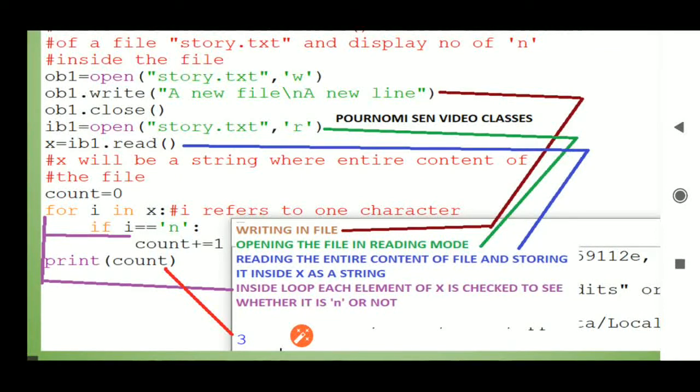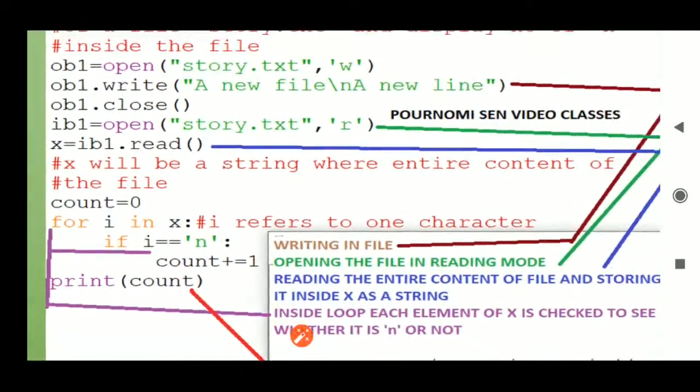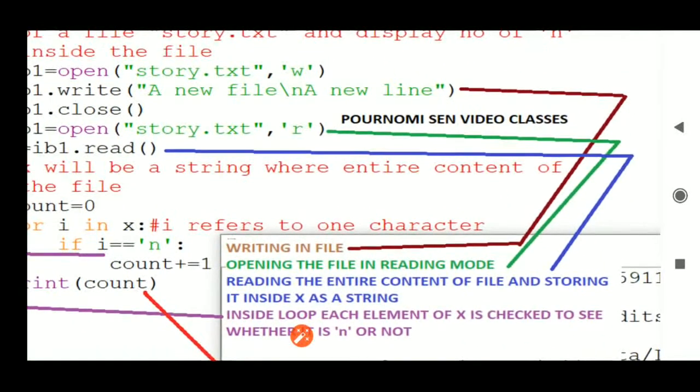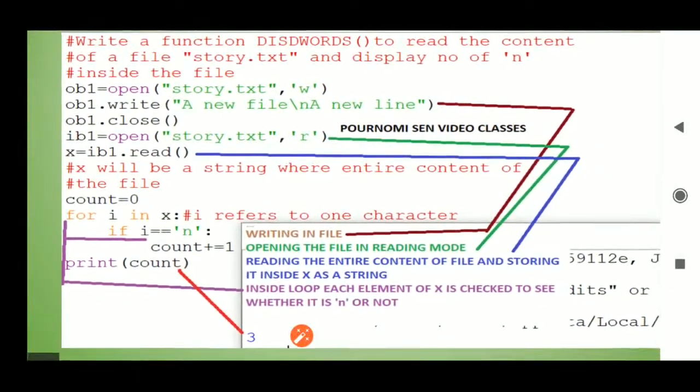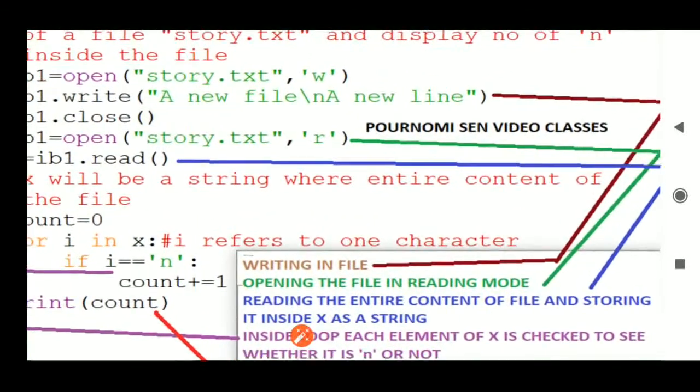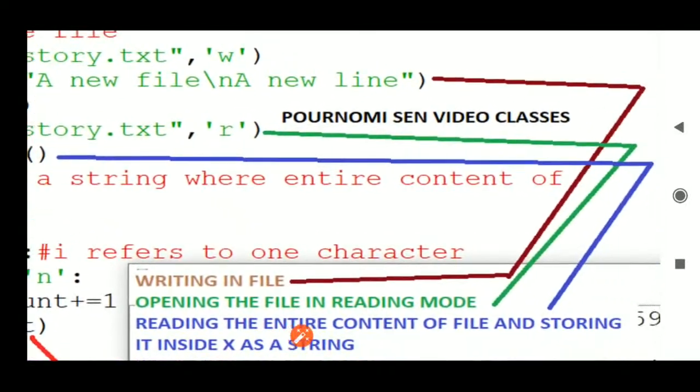What is n? n is a character. That means you have to read and check the content of the file character by character. So in the first three lines, again, follow this maroon line: we are opening a file and writing in the file. Then follow this green line.